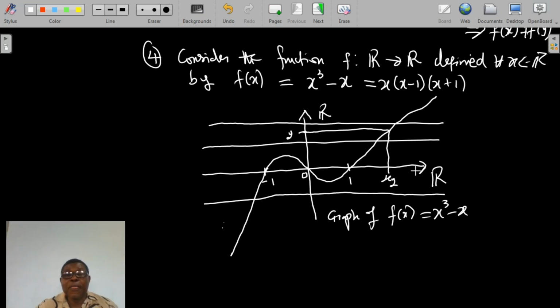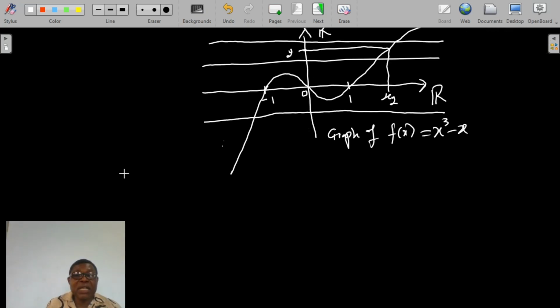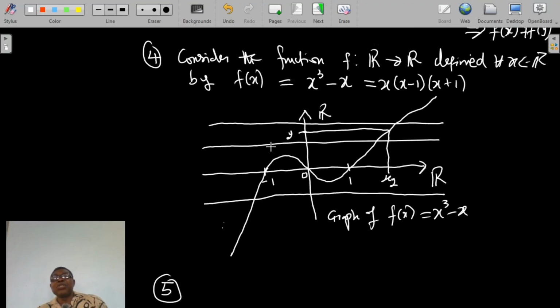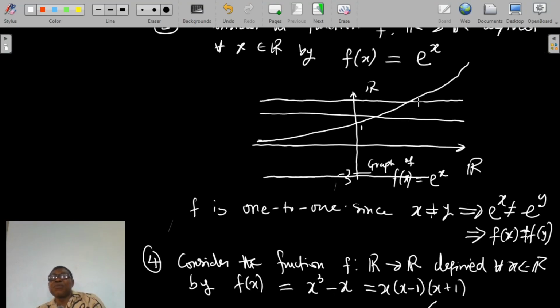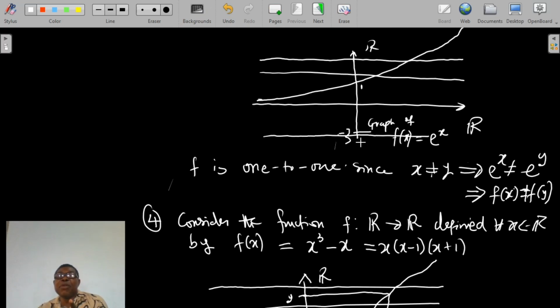Now let us look at example number 5. What we are trying to do is to give examples of functions. For instance, here I gave one that is one-to-one and gave the geometric interpretation of what it means to be one-to-one. Geometrically, one-to-one means that given a horizontal line, the curve cuts the horizontal line at most one point, meaning that there may be some horizontal lines the curve did not meet.